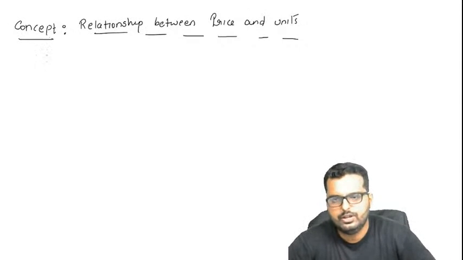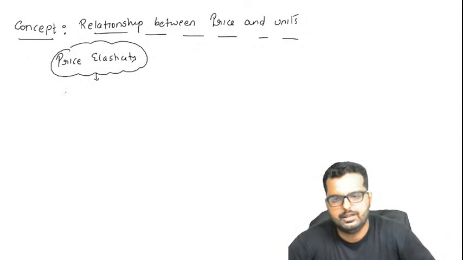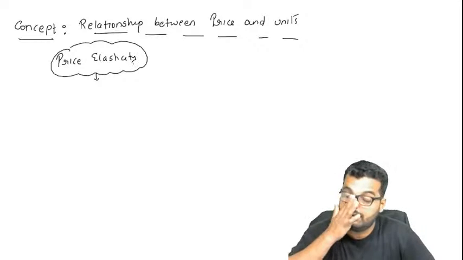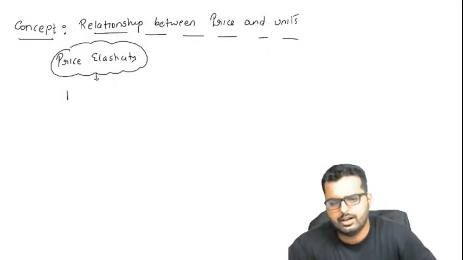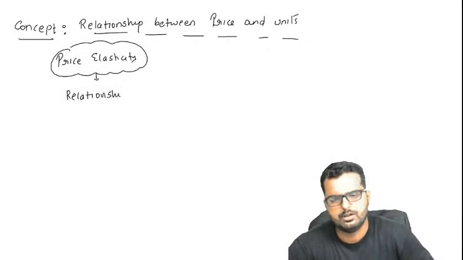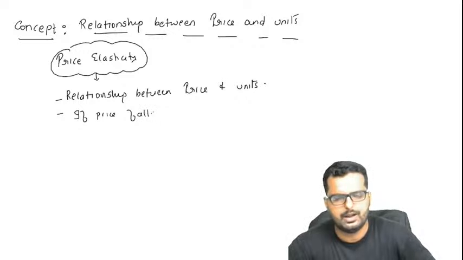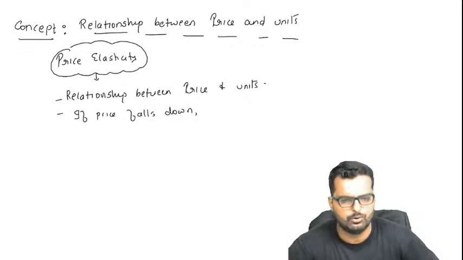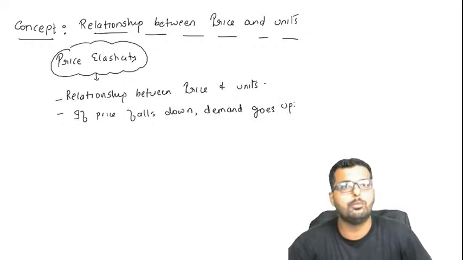Okay. Friends, we know there is something called price elasticity. What do you mean by price elasticity? Maybe I'll give you an example of this. It's the relationship between price and units. We normally know that in normal circumstances, if price falls down, demand goes up. Am I right? This is the normal scenario.